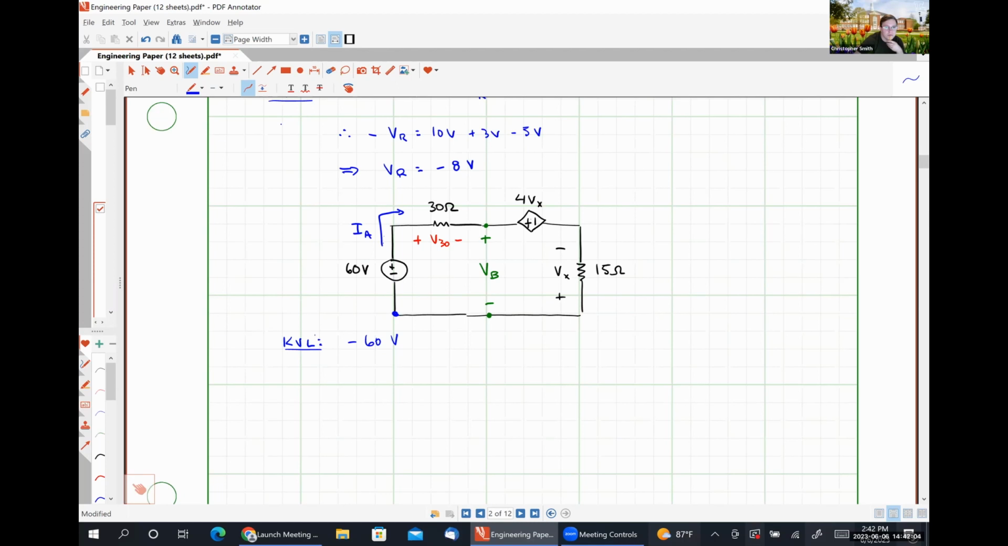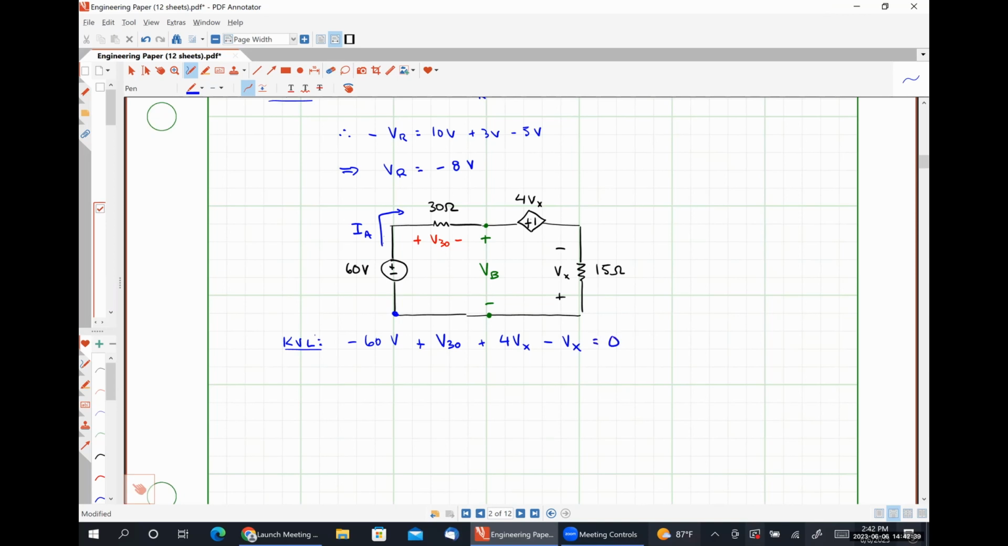Plus V30, because that's the next voltage we see. Yes. Okay. What's our next term look like? Then it would be positive 4 volts. Yes, plus 4 Vx, absolutely right. And then what's our last term here? It'd be minus that Vx right there after the 4. Yep, so minus Vx because we see that negative polarity terminal first.